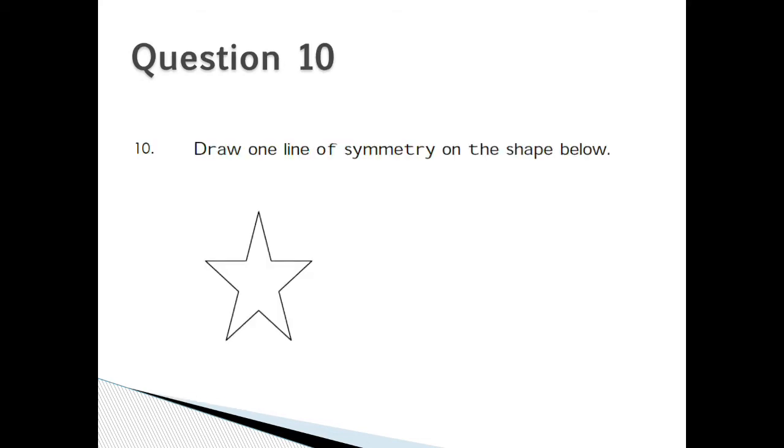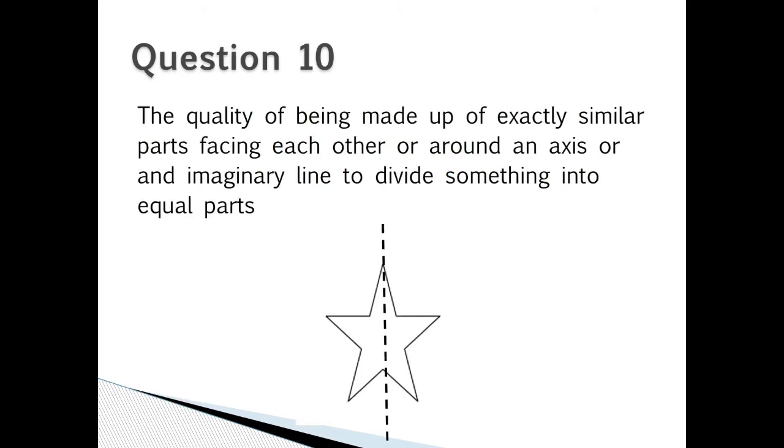Draw one line of symmetry on the shape below. Symmetry is the quality of being made up of exactly similar parts facing each other or around an axis, or an imaginary line to divide something into equal parts.